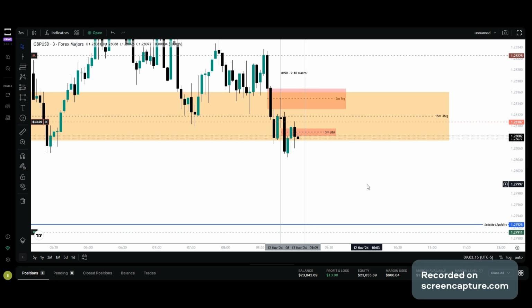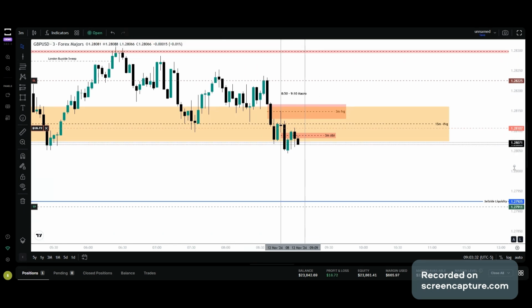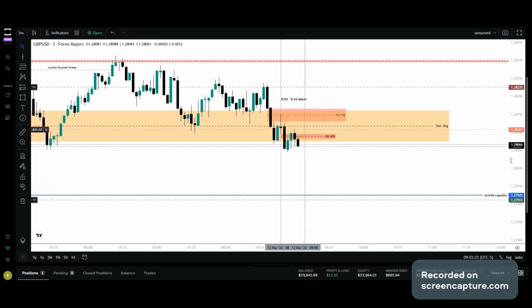So we did have high impact news for a pound dollar this morning. I'm sorry, not for pound dollar, but for British pound. At 2 a.m., we had our claimant count change, which came out. And so I'm just riding the wave of that high impact news event that happened in London.